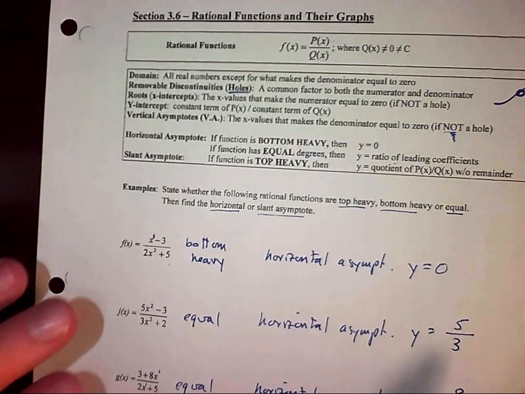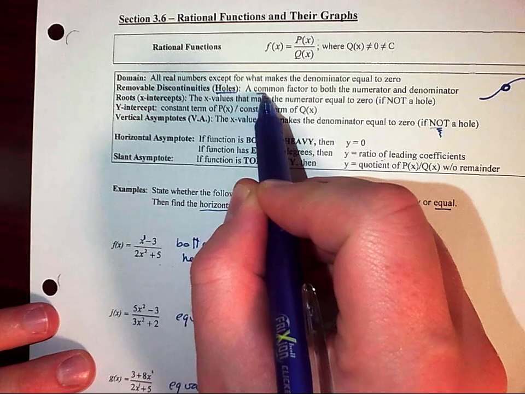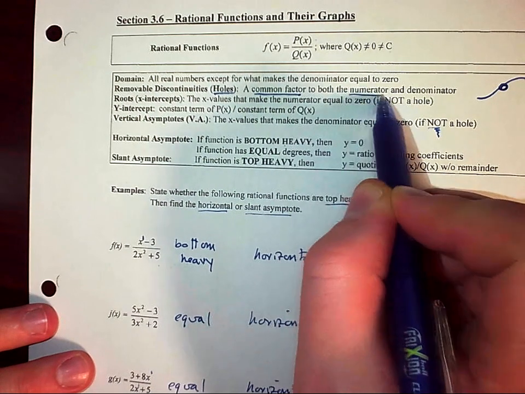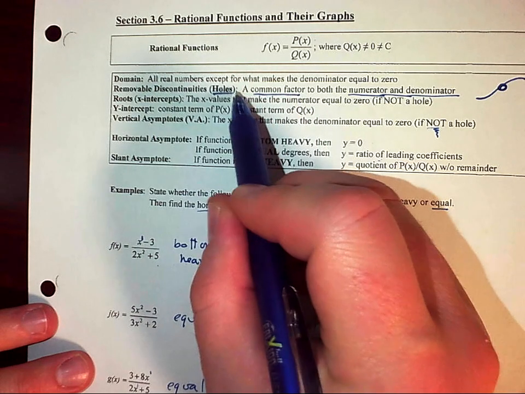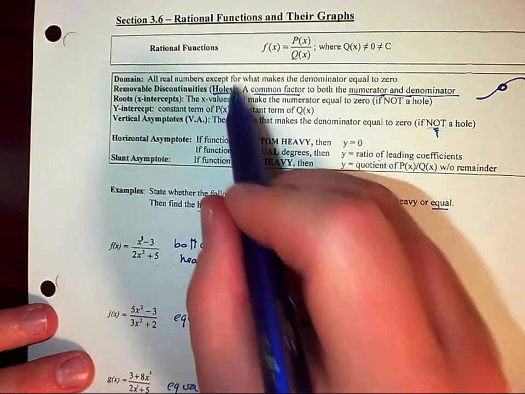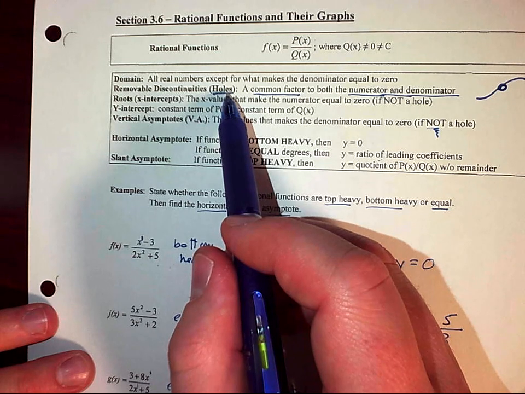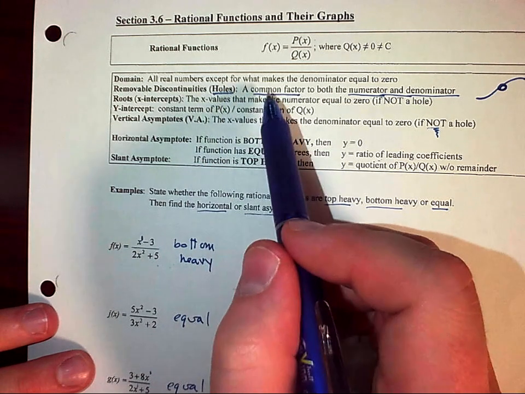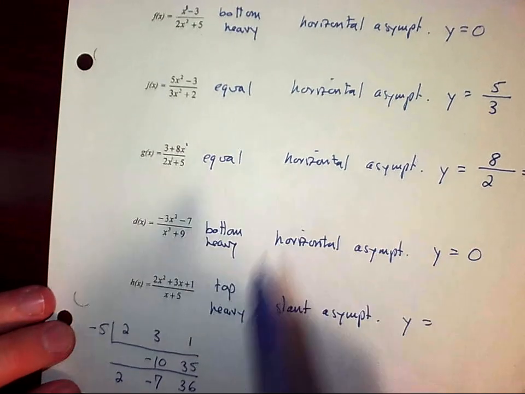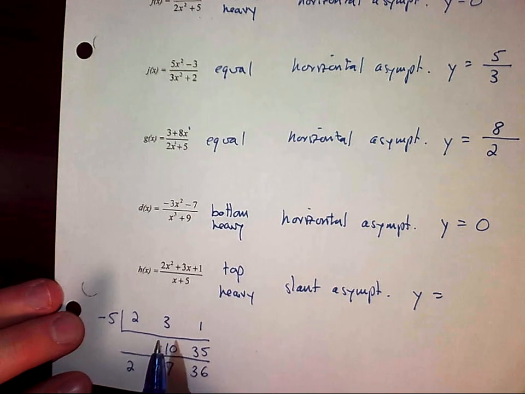Well, if we come back up above to where we had our definition of holes, we said that if the numerator and the denominator had a common factor, that's what we would consider to be a hole. And only after we take out these common factors can we find these asymptotes. So, since x plus 5 is not a common factor, it's not a hole.